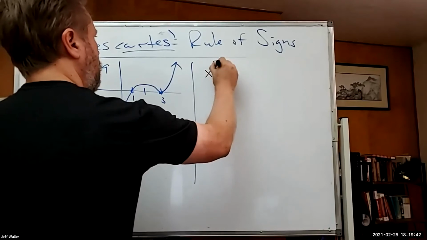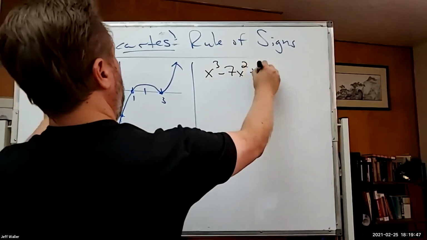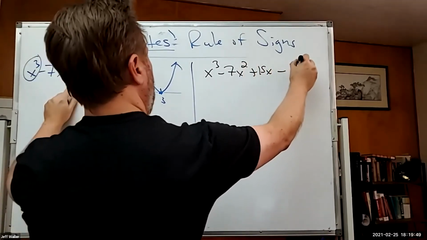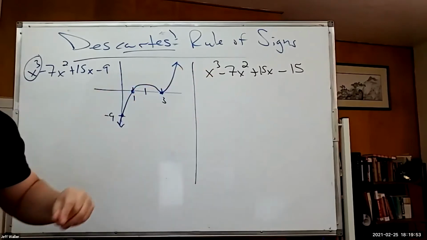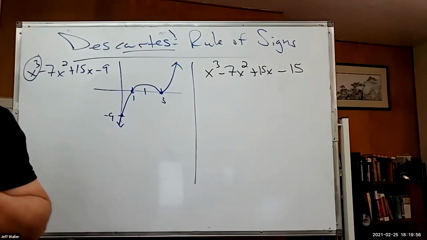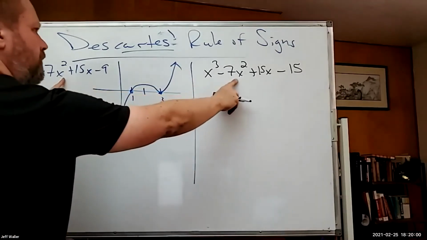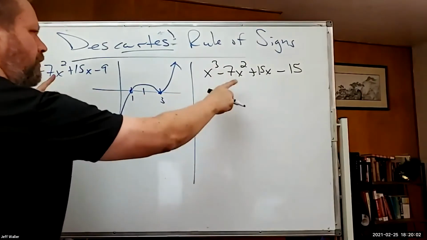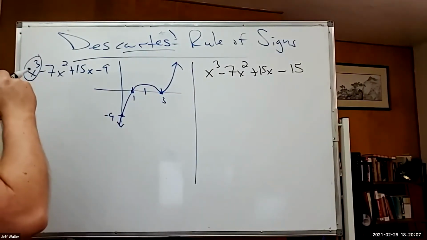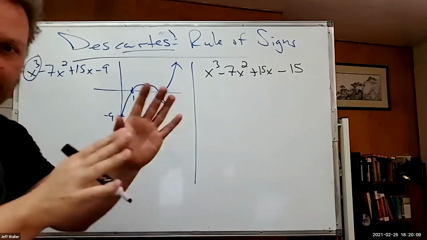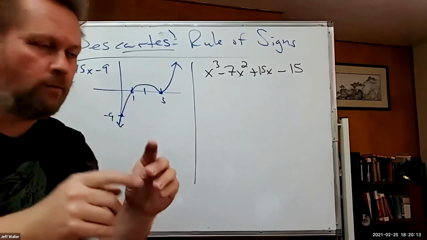You ready? This is almost the same polynomial that I'm going to put here. How are these two polynomials different? You can do it. What's the only difference? Say again? Y-intercept. Oh, the y-intercept. You're right. The y-intercept is different. Why is the y-intercept different?